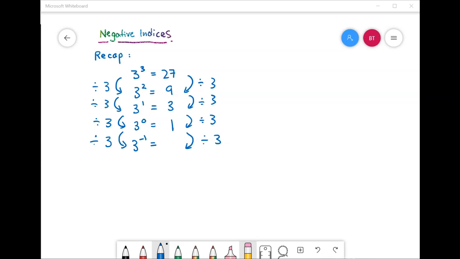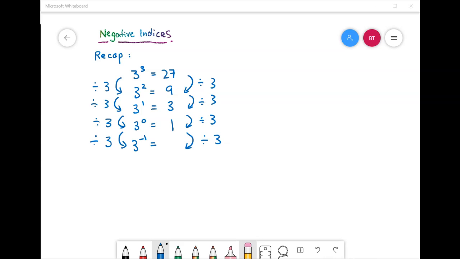What's up guys? So today's video is going to be about negative indices, and in the previous video we talked about zero indices. We used 3 to the power of 3 equals 27, and we repeatedly divide both sides by 3 in order to bring down the power of base 3 from 3 to 2 to 1 to 0. So eventually when we reach 3 to the power of 0 over here, our right hand side equals 1.